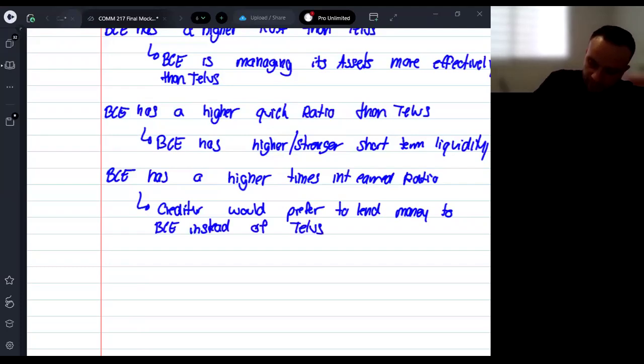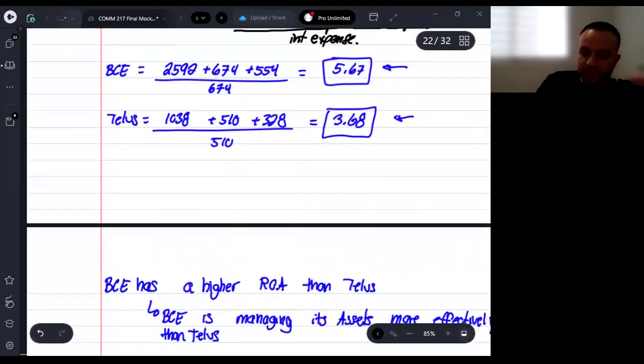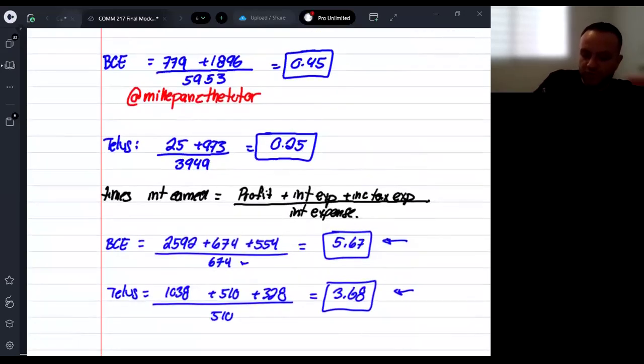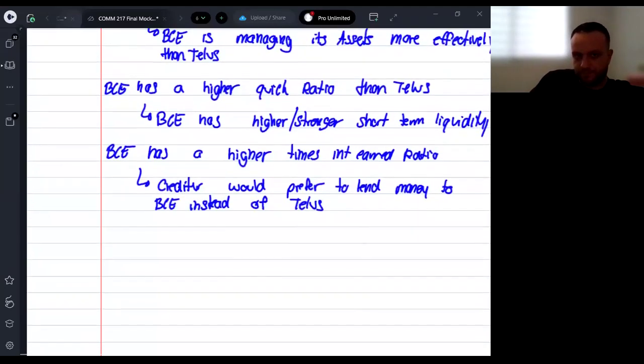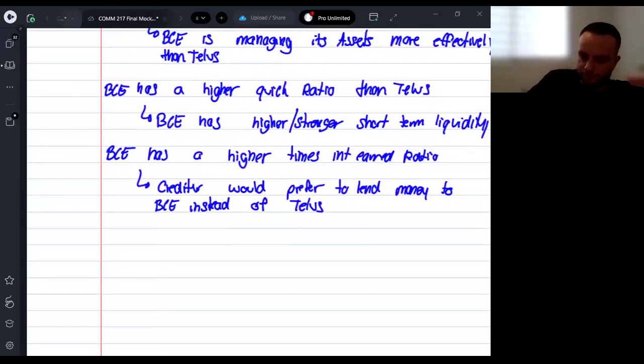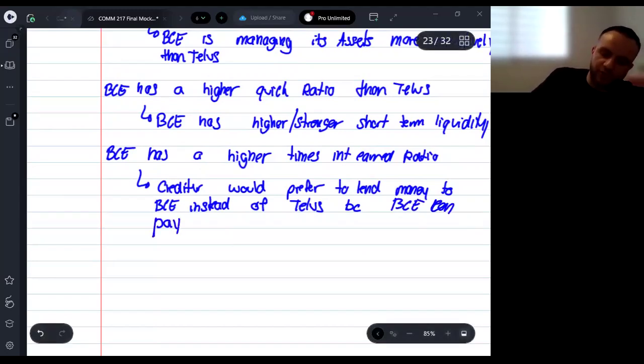What does that ratio mean? Basically, it's how many times they could pay off their interest expense. So Bell could pay off their interest expense 5 times, whereas TELUS only 3. Did you write that instead? Like just say that they could pay off their interest expense more than TELUS? Well, I was gonna get to that now, because BCE can pay off its interest expense 5.67 times.